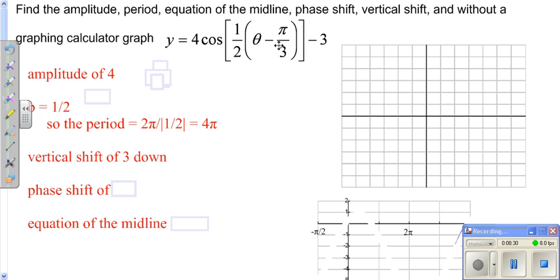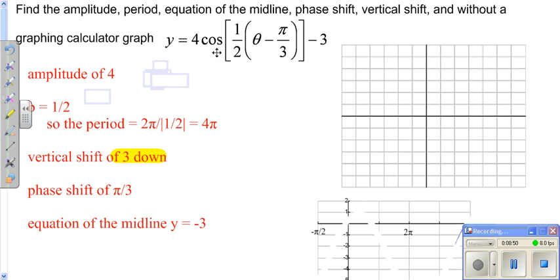And this right here, since it's in the parentheses before I do the cosine, shifts it left and right. Since it's a minus, we're going to be shifting it 1/3 of a pi to the right. Now remember, the equation of your midline always comes from how far you're shifted up or down. So that is going to be a minus 3.